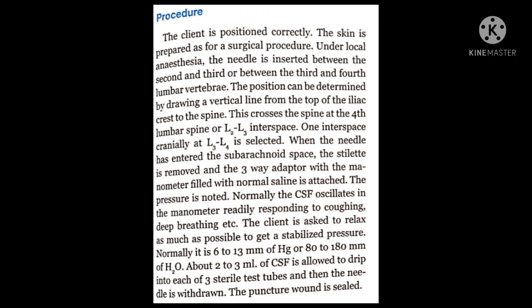When the needle has entered the subarachnoid space, the stylet is removed and the three-way adapter with the manometer filled with normal saline is attached. The pressure is noted. Normally the CSF oscillates in the manometer readily, responding to coughing, deep breathing etc. The client is asked to relax as much as possible to get a stabilized pressure. Normally it is 6 to 13 millimeters of Hg or 80 to 180 millimeters of H2O.